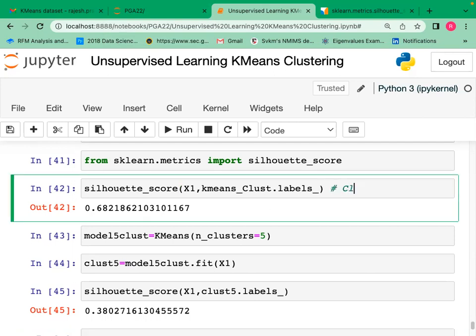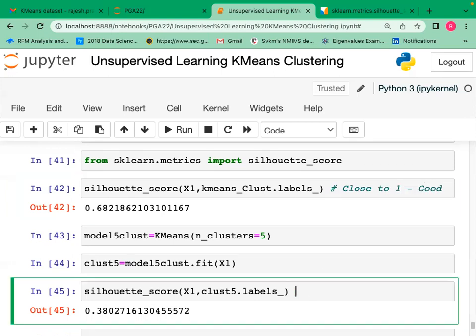So this is close to 1, good. This is close to 0, which is bad.